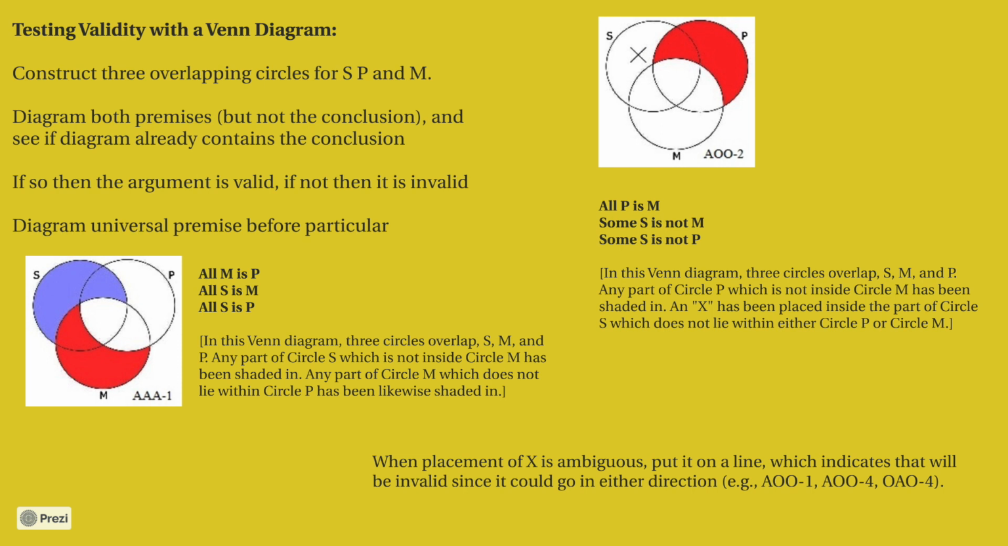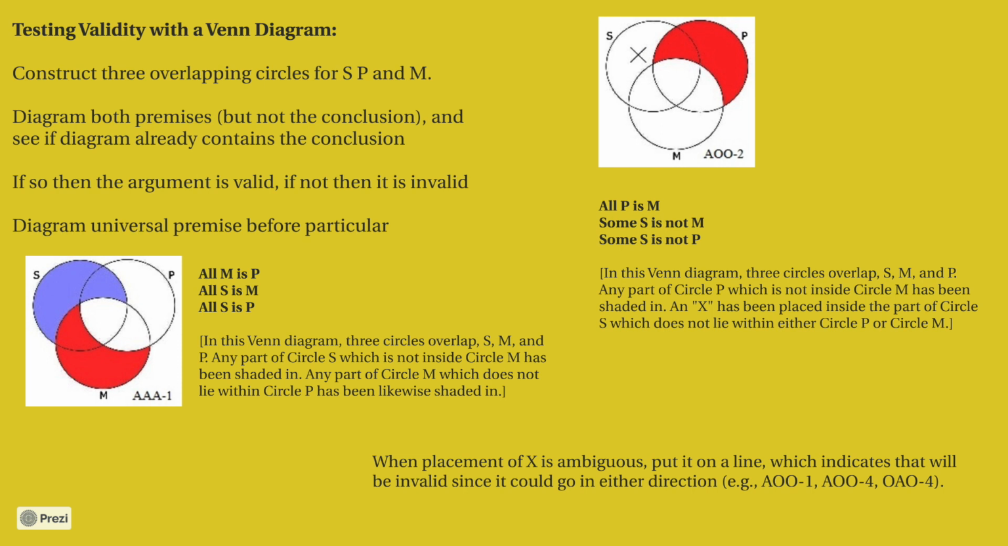Now, sometimes it may be unclear exactly where we should place that X. For example, this was a figure 2 arrangement of the AOO mood. But what if it had been figure 1? All M is P, and so we shade in all of circle M that is not part of circle P. But then we have a remaining space where S and P overlap, and we do not really know what to do with that from the second premise that some S is not M.